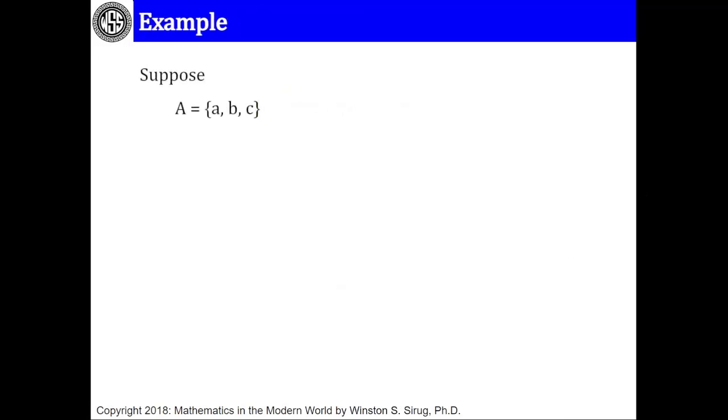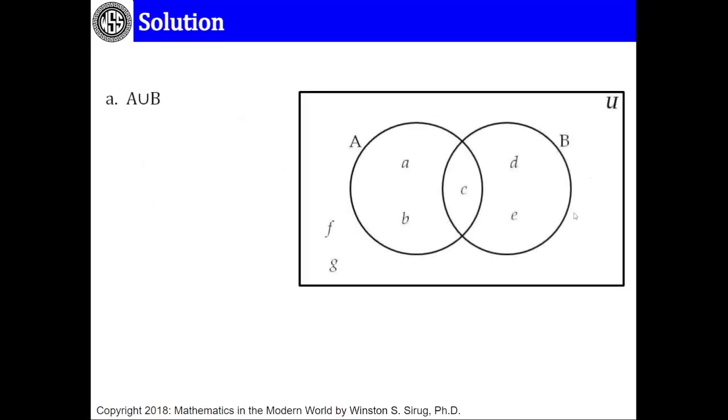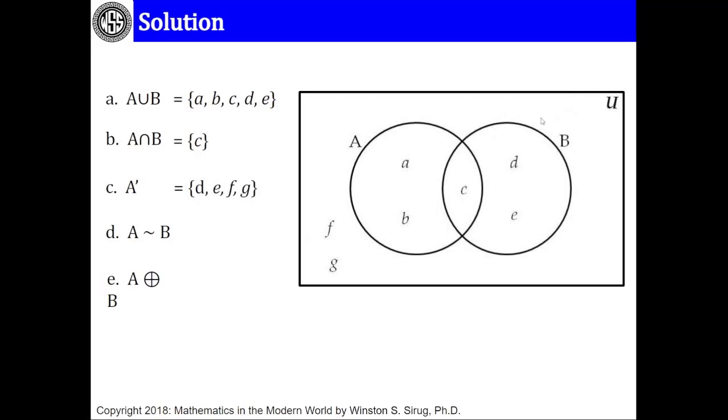So, example. Suppose A is A, B, C. B is B, C, D, E. And U is A, B, C, D, E, F, G. So, find the following. Okay, so A union B. Asan ang union niya? Ito. So, A union B is A, B, C, D, E. So, yun yung magiging values niya. So, A intersection B is we have C or set C. So, A prime, we have D, E, and F, G, since yung buo kabuuan ni A ay hindi mapapasama sa set na B and ni U.